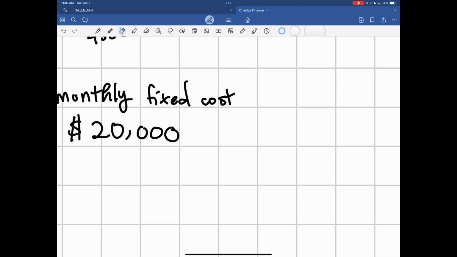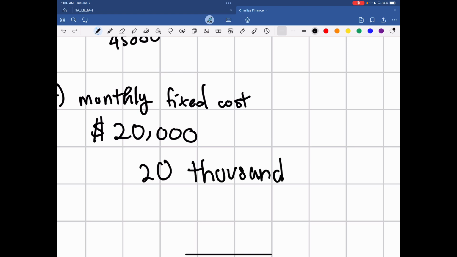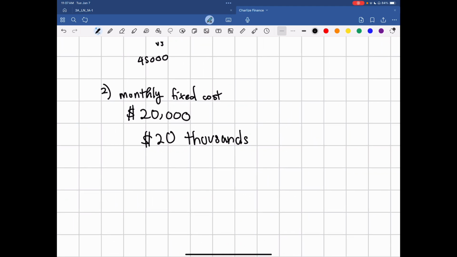But yeah, $20,000, or in this case, it might be more appropriate to write thousands because that is the unit, but it means the same thing. So that's the monthly fixed cost.